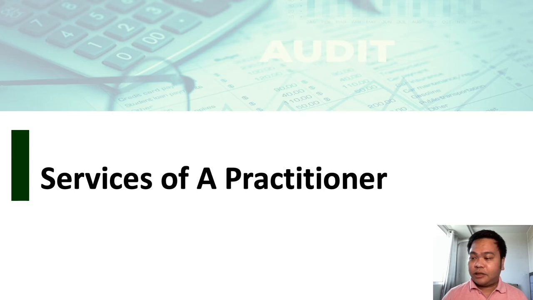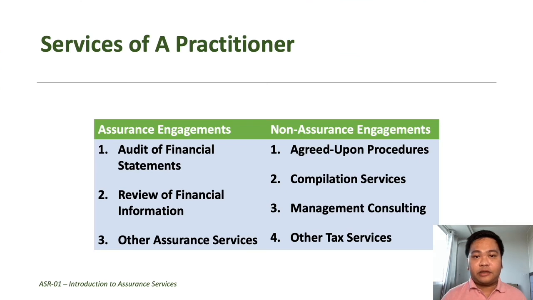Our first topic is about the services of a practitioner, the universe of the services that a CPA can offer to the public. Take note that there are four sectors or areas of practice of a CPA. Number one, we have public accounting. Second, commerce and industry. Third, education or academe. And the last one, practice in government. In this course, auditing and assurance principles, we are under the premise that a CPA will practice under the public accounting sector.